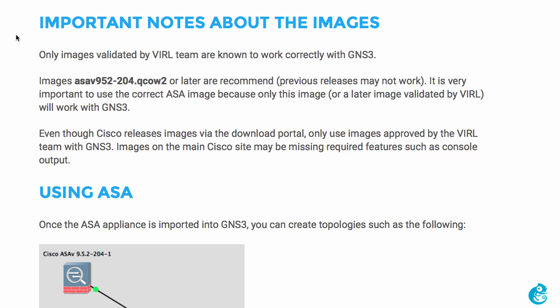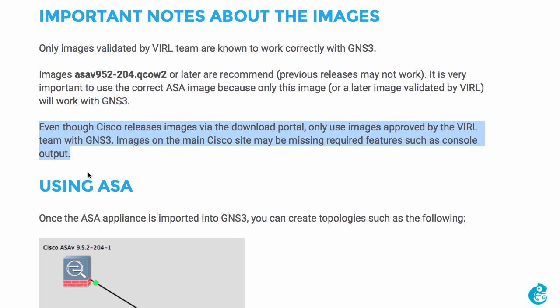So, important notes about the images. Only images validated by the VIRL team are known to work correctly with GNS3. 9.5.2-204 QCOW2 or later are recommended. Other releases may not work. Another warning. Even though Cisco releases images via the download portal, only use images approved by the VIRL team with GNS3. Images on the main Cisco site may be missing required features such as console output.